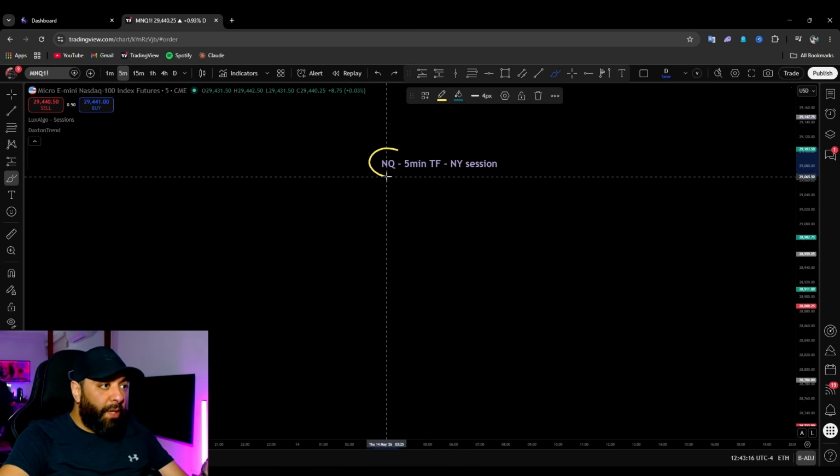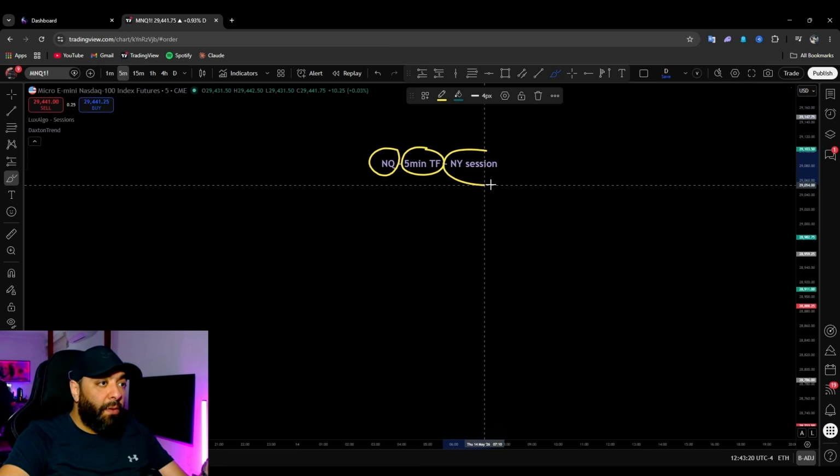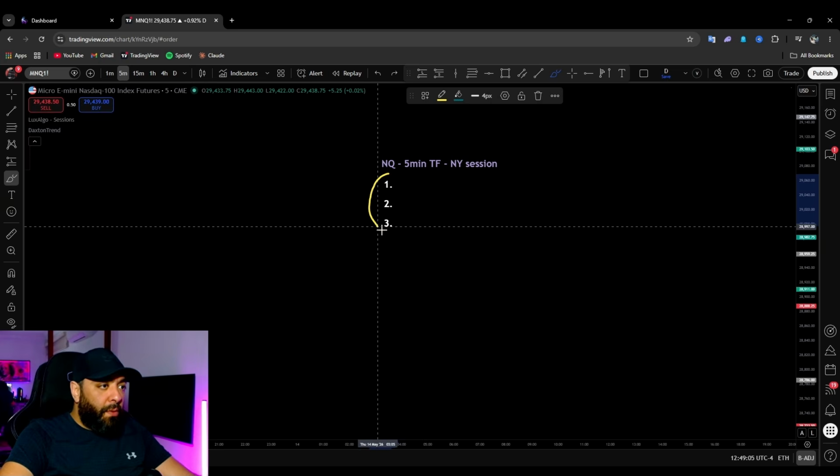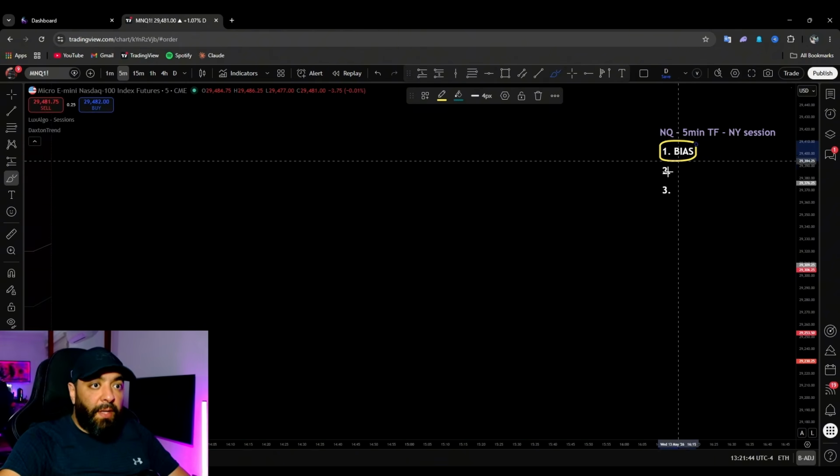I only trade NQ, only on the 5-minute time frame, and only on the New York session. And it has only 3 rules. Let's jump into charts and show you exactly what I'm talking about. Step 1 is defining the bias.